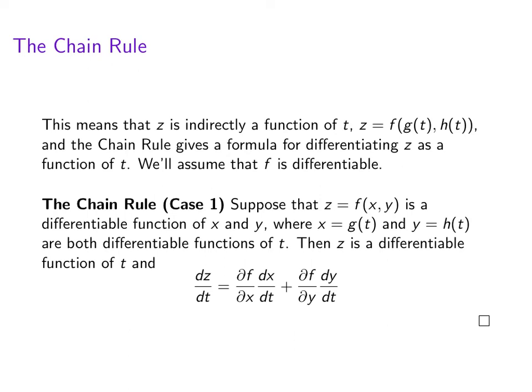Now this looks a lot like the ordinary chain rule from Calculus 1, except there are two terms to add. So dz by dt will be equal to df by dx times dx by dt, but then we also have to add to that df by dy times dy by dt.